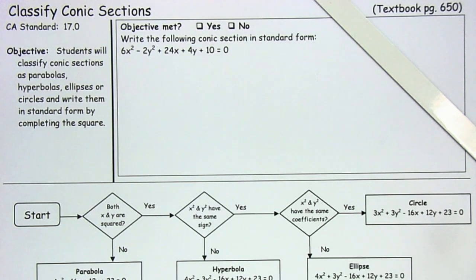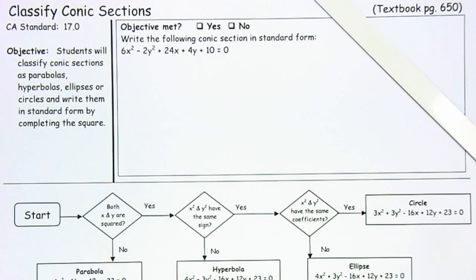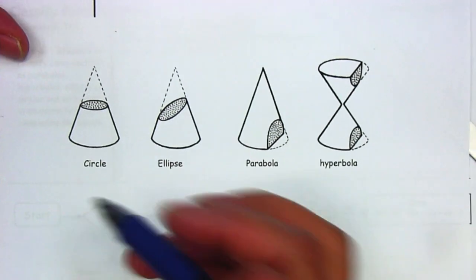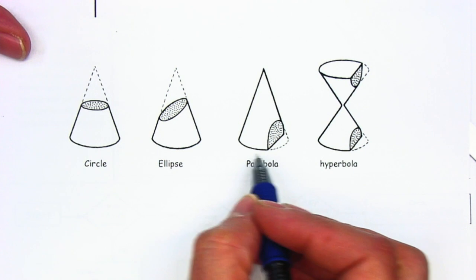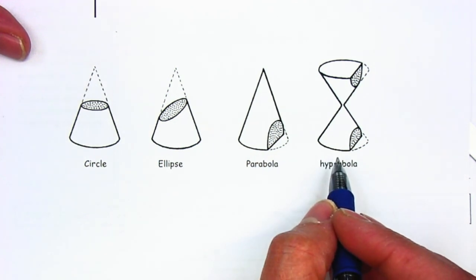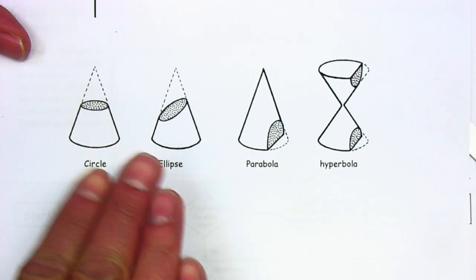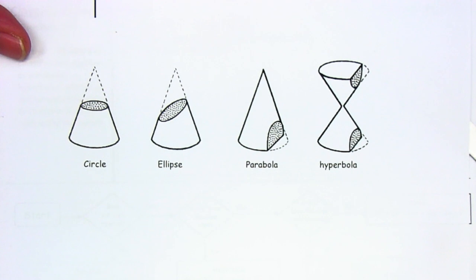Good morning. Today we are going to classify conic sections. In the last four sections, we've been talking about the four different types of conic sections. We have a circle, an ellipse, a parabola, and a hyperbola. And they all deal with the cone. If you take and slice the cone in different ways, you end up with the four different types of conic sections.